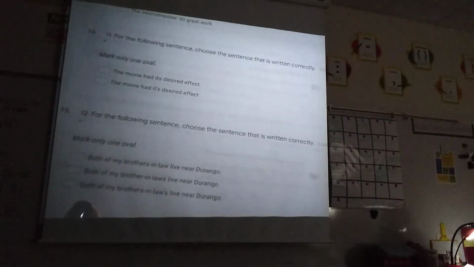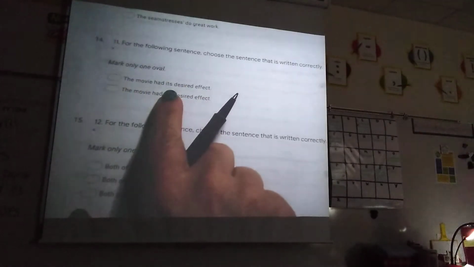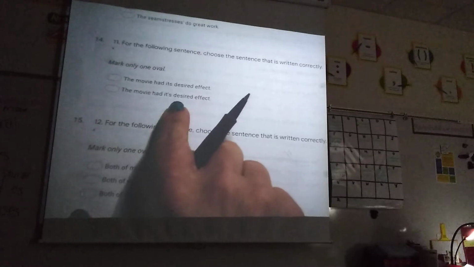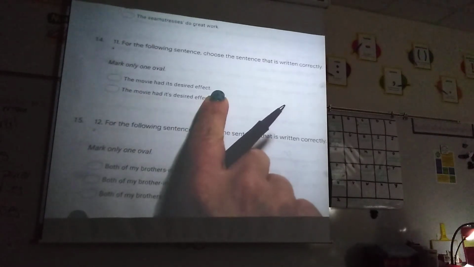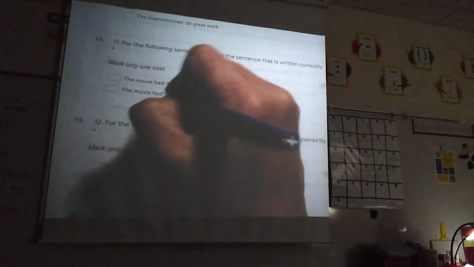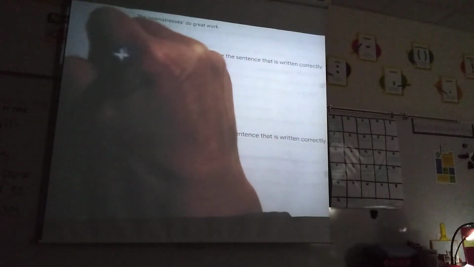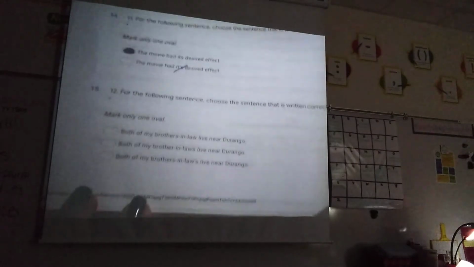Number 11. The movie had its desired effect. So we're going to do the replacement again because it's either the pronoun or it's the contraction it is. So the movie had its desired effect. That sounds right. The movie had it is desired effect. That does not sound right. I can't use that. So we are left with the pronoun. It is referring to the movie. So it is referring back to the movie.